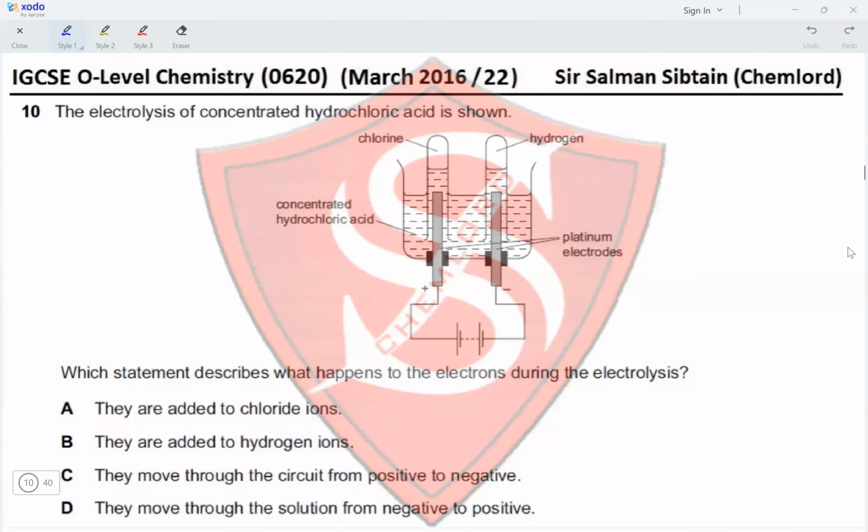Question 10. The electrolysis of concentrated hydrochloric acid is shown. And we have collection of hydrogen gas and collection of chlorine gas. Hydrogen will be collected at the cathode and chlorine will be collected at the anode. Which statement describes what happens to the electrons during the electrolysis? They are added to chlorine ions. No, they are removed from chlorine ions.